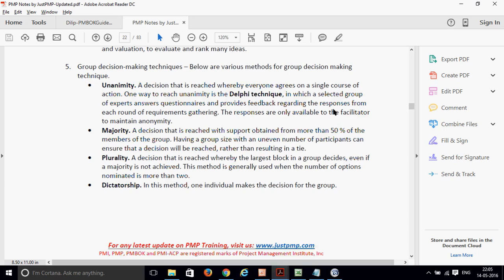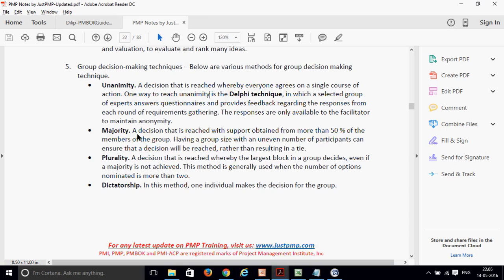Suppose 10 guys are there, and they have voted: okay, implementing this feature is the right thing to do. These responses are available only to the facilitator because it's anonymous. They will not disclose who voted for which option. That's why it is called a group decision making technique. This one is also good because they don't disclose the name of the person who voted. They will see where the majority lies and then go ahead with that.